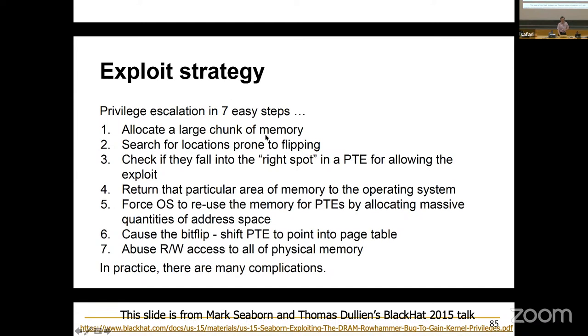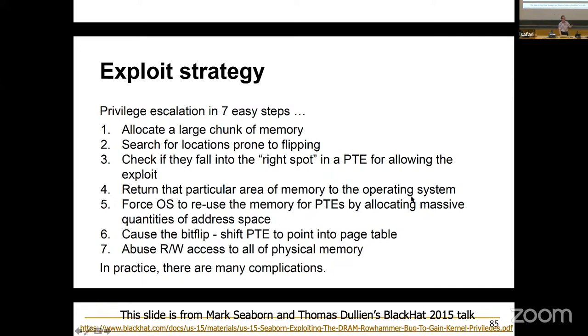So, to make this a working probabilistic attack, they basically say you need to do other stuff also, like allocate a large chunk of memory, figure out which locations are prone to flipping due to RowHammer, and then check if they fall into the right spot in a PTE for allowing the exploit. So they don't want to leave it to 31% chance. They want to actually see where the bit flips are. You can actually figure that out. And then return that particular area of memory to the operating system.